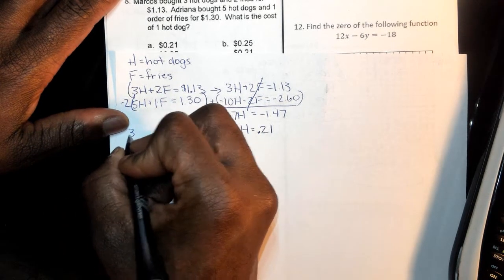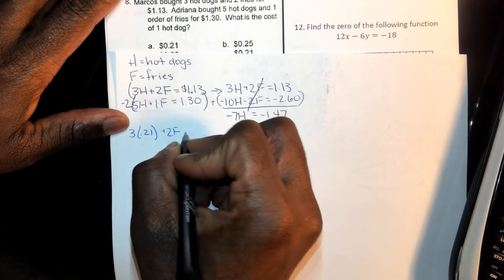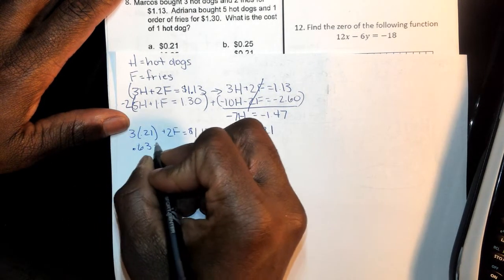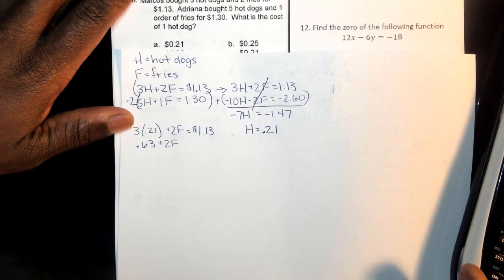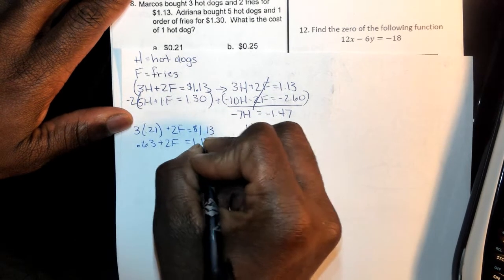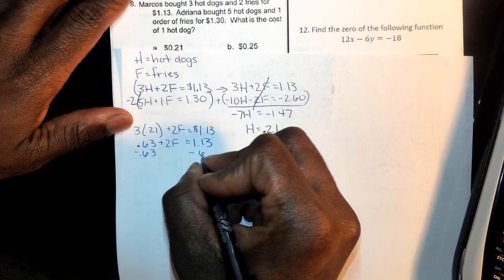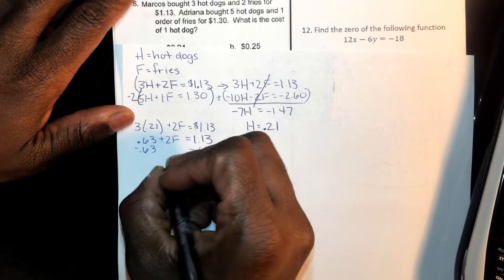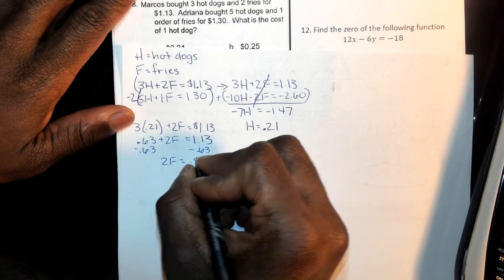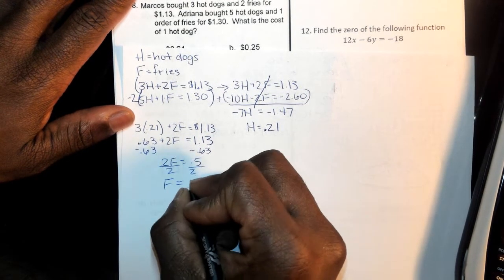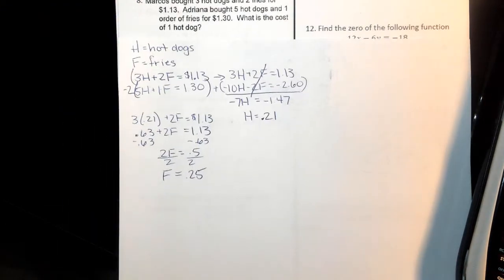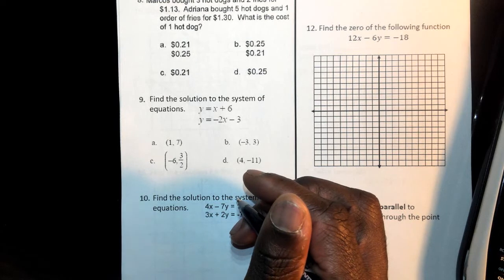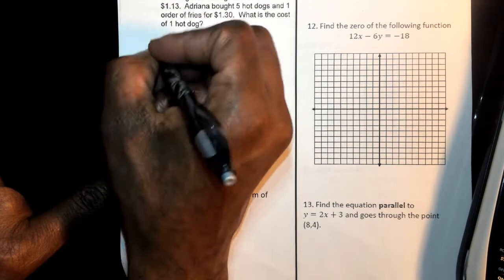So you have 3 times 0.21 plus 2f equals 1.13. So that would be 0.63 plus 2f equals 1.13. Subtract 0.63. Get 2f equals 0.5, divided by 2, and french fries cost 25 cents each. Best french fries in life, probably. Who knows? I'll take a couple. So the answer here is the cost of one hot dog and one fry, so it'll be A.